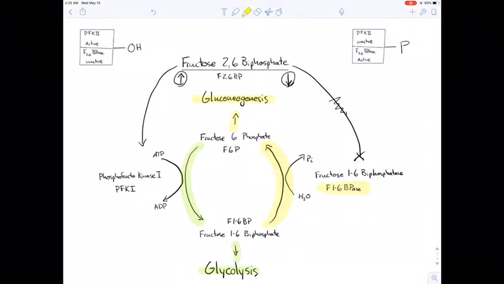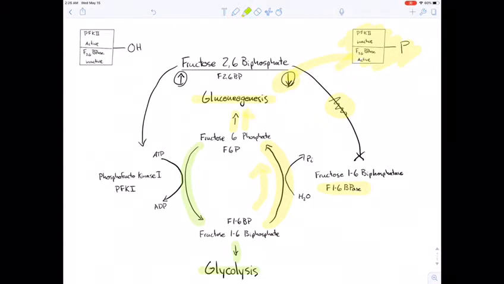Now, if you have not already observed, when this combined enzyme is phosphorylated and F26-biphosphatase is activated, there will be a decreased amount of F26BP, therefore causing a lack of inhibition of F16-biphosphatase, therefore converting F16BP to F6P, therefore leading the reaction towards gluconeogenesis.